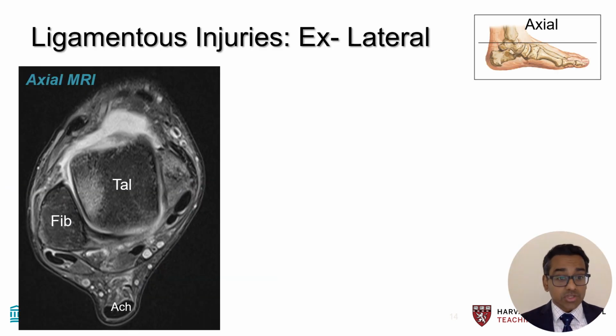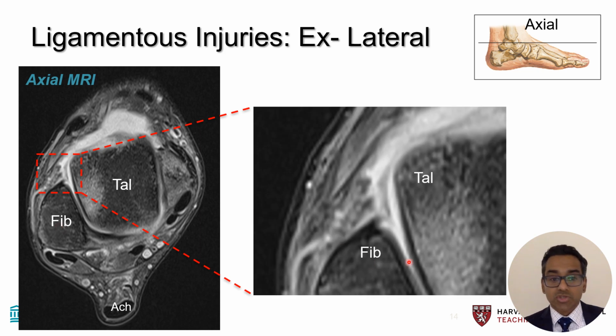With higher grade injuries, you can notice some MRI correlates. In particular, here we have a T2 weighted axial image of an ankle. This is the talus, this is the fibula. You'd expect the ATFL to cross the border here. However, when we zoom in, we can see it's quite difficult to follow fibers from the talus to the fibula, and these are the retracted ends of that ATFL. So this is a full thickness injury.